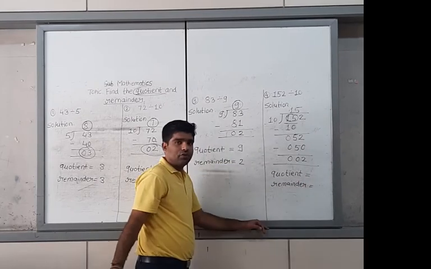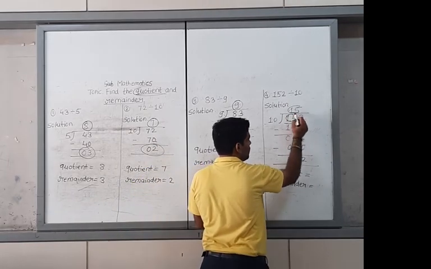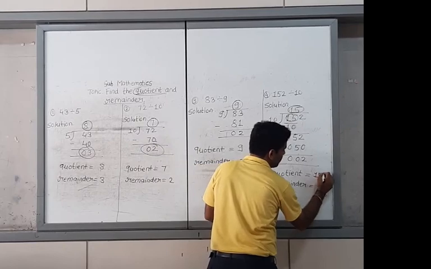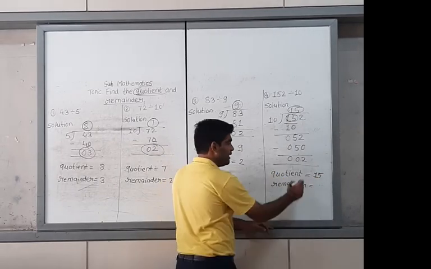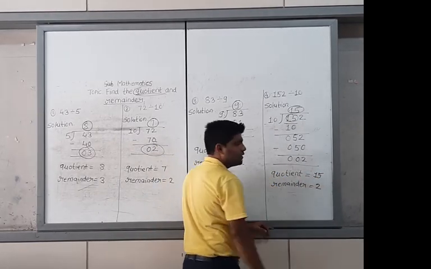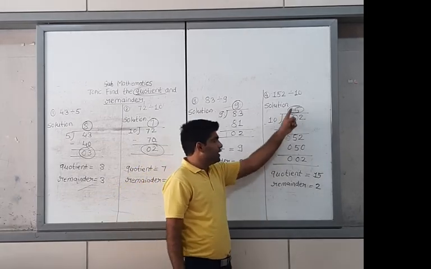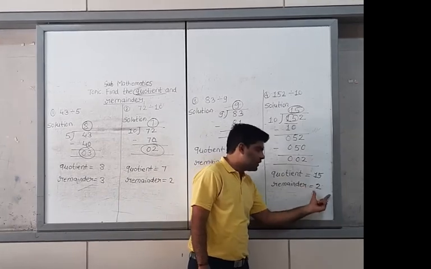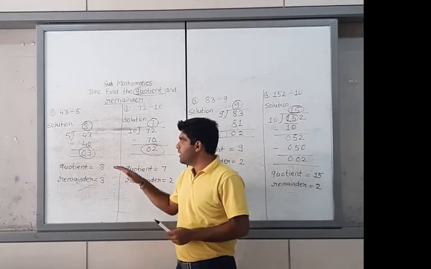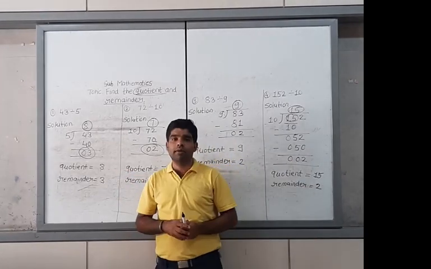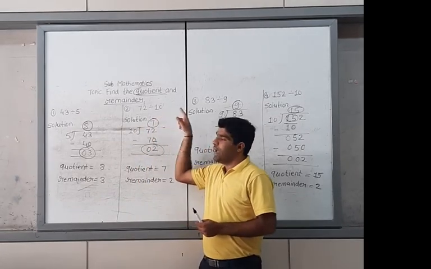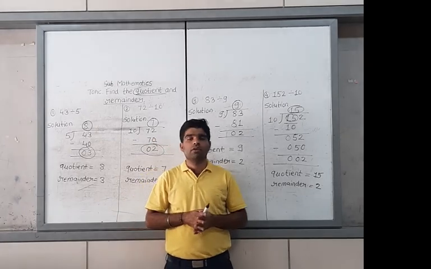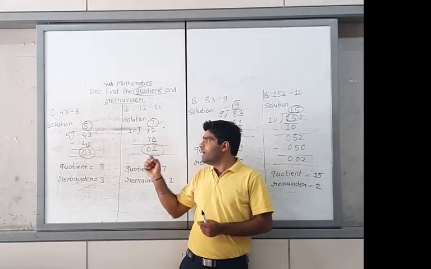First of all, we have to find the quotient and remainder. The quotient is 15. We have to write down the 15. And the remainder is 2. So the quotient is 15 and the remainder is 2. This is the way we have to solve the example. All these 4 examples are based on finding the quotient and remainder.